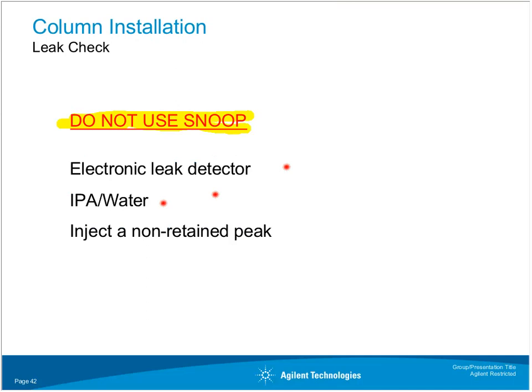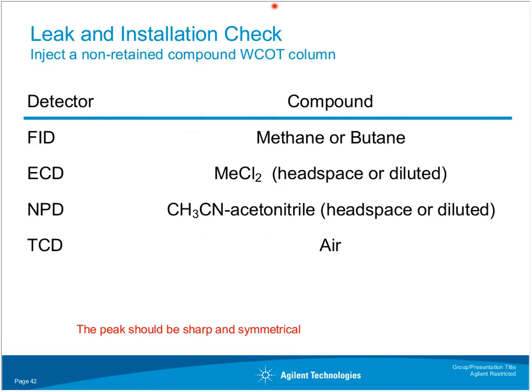If your connections are cold, you can use a 50-50 mix of IPA and water, and you can use this basically on anything. It'll bubble up almost like the Snoop would. And then another thing to do, and we recommend this often for multiple reasons, is to inject an unretained compound. An unretained compound is something that's not retained by your column.